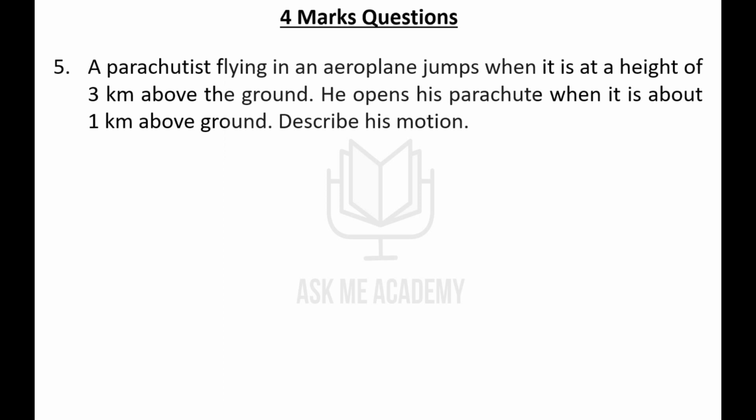The next question is, a parachutist flying in an aeroplane jumps when it is at a height of 3 kilometers above the ground. He opens his parachute when it is about 1 kilometer above ground. Describe his motion. This was asked 1 time in Telangana.